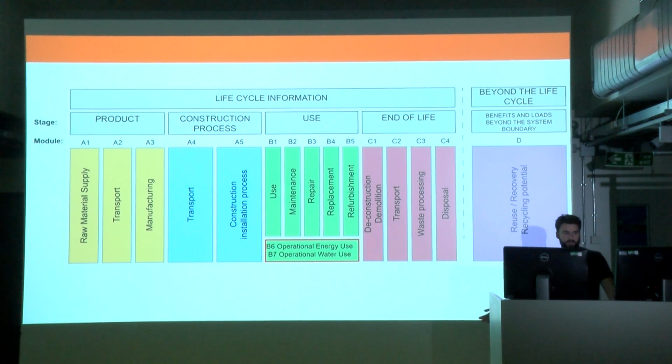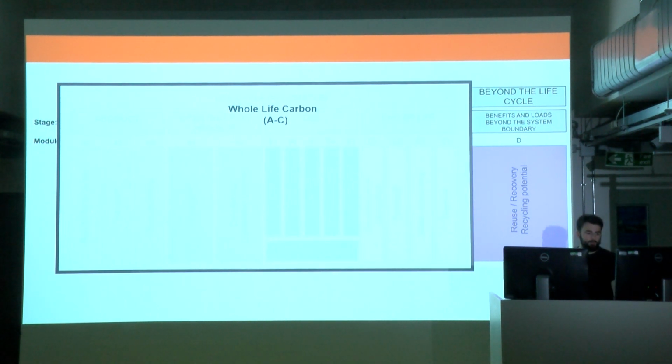Then you've got end of life, when the building is ready to be demolished. There's obviously associated carbon costs with that as well, and that's covered in these four, C1 to C4. And that is your whole life carbon, which is your A to C modules. Beyond that is D, benefits and loads beyond the system boundary, and that is anything that's associated with reuse and recycling of the materials, and that's captured as a quantitative figure for materials.